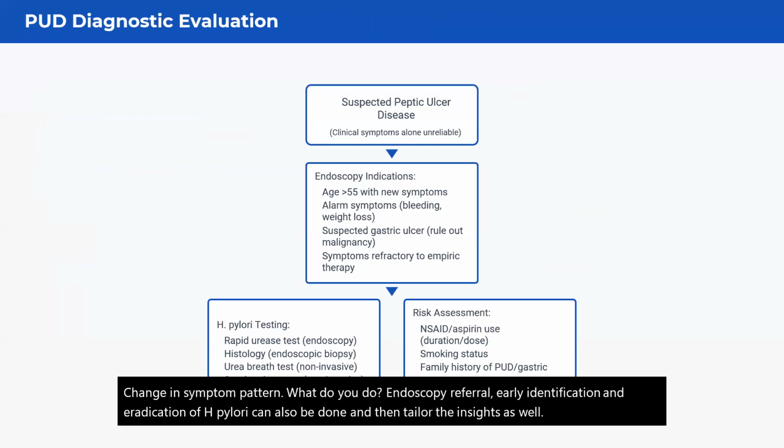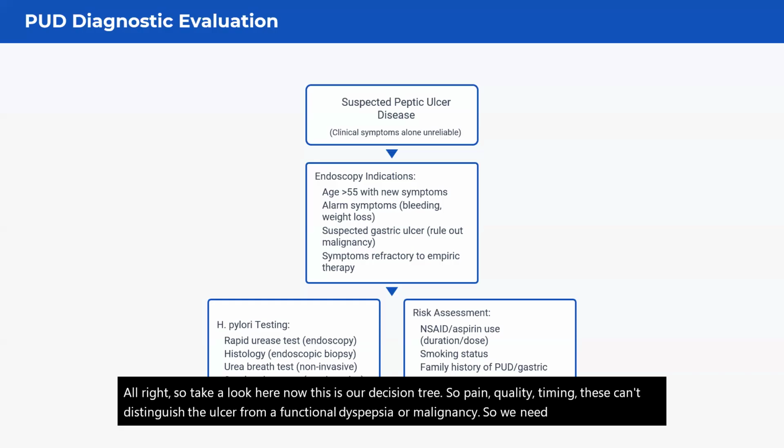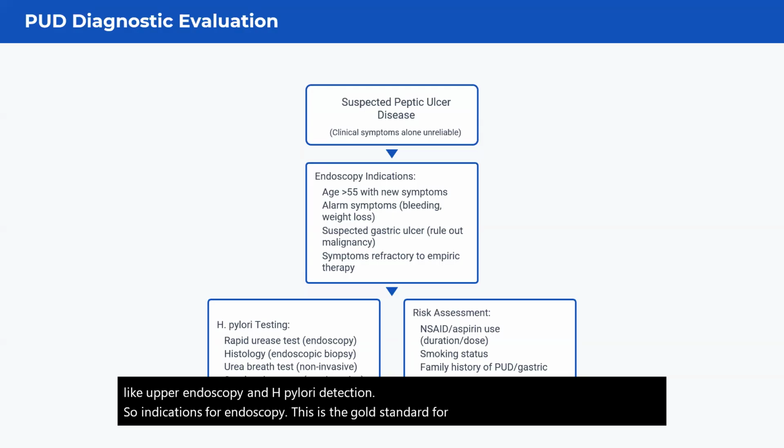All right. So take a look here now. This is our decision tree. So pain quality and timing can't distinguish the ulcer from a functional dyspepsia or malignancy. So we need objective testing like upper endoscopy and H. pylori detection. So indications for endoscopy, this is the gold standard for diagnosing peptic ulcer disease and identifying any complications or malignancy.